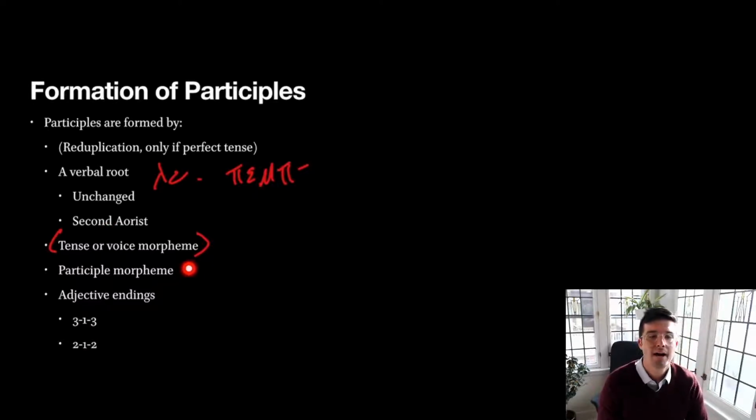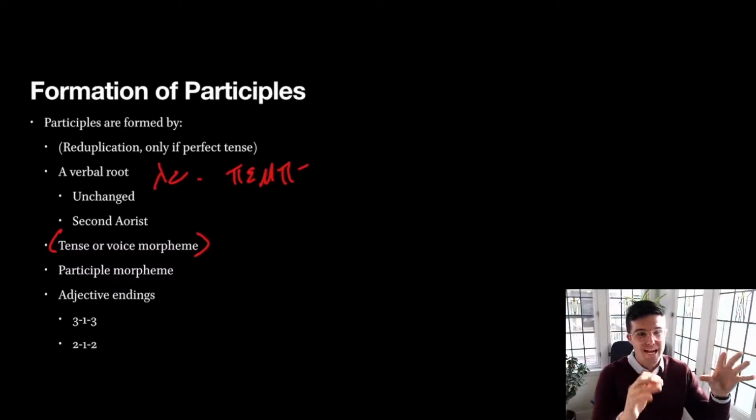And then they're going to have a participle morpheme, and this is typically, to boil it down, one of 2 different participle morphemes. So really, if you can recognize the 2 different participle morphemes, you're going to be able to figure out that a certain word is a participle.